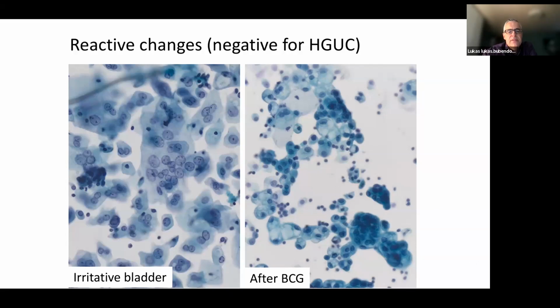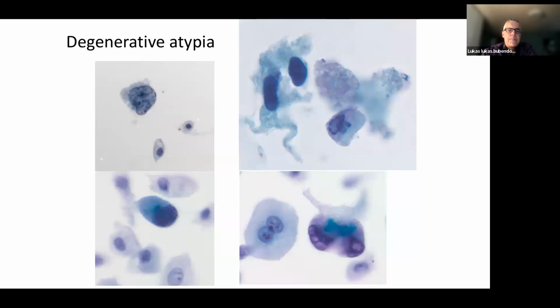These are two cases of typical reactive changes. On the left, you see a so-called irritated bladder, which is actually a clinical diagnosis, with many multinucleated umbrella cells, but no change in NC ratio, no hyperchromasia, and so on. That's just reactive. The category is negative for high-grade urothelial carcinoma. On the right is the same. It looks a little bit unusual. We have those rounded aggregates as well. This was a case after BCG, but that's far away from being high-grade urothelial carcinoma.